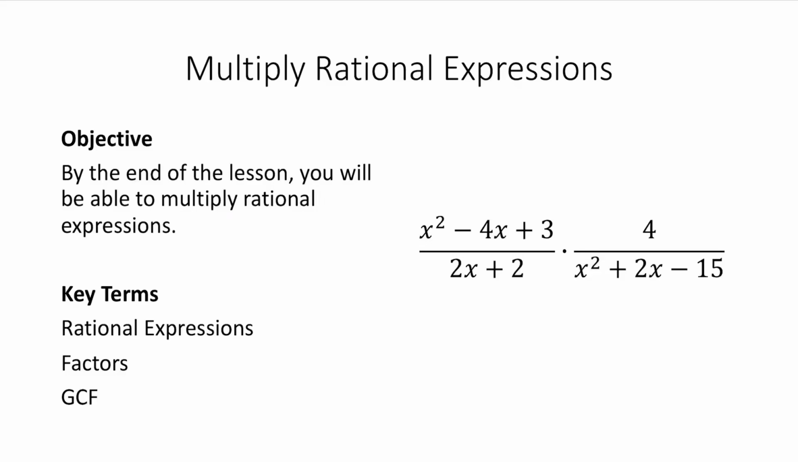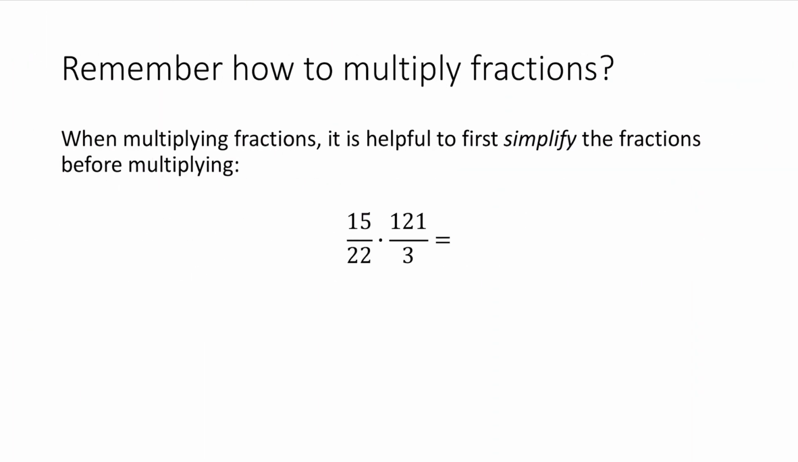In this video, we're going to talk about how to multiply rational expressions. So you remember how to multiply fractions? When you multiply fractions, it's helpful to start off by simplifying the fractions before multiplying. So if we look at this problem here, you notice that 15 and 3 have a common factor of 3. So we're going to reduce both of these to 5 and 1.